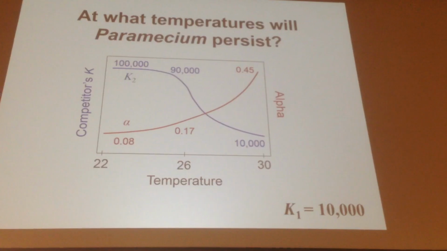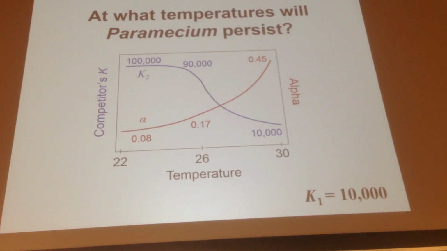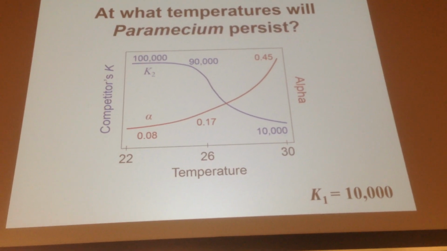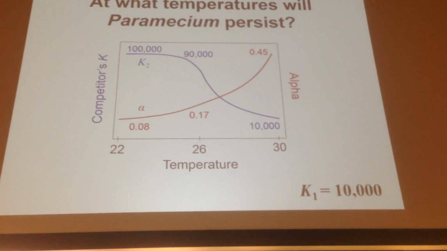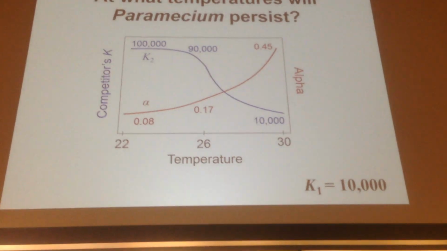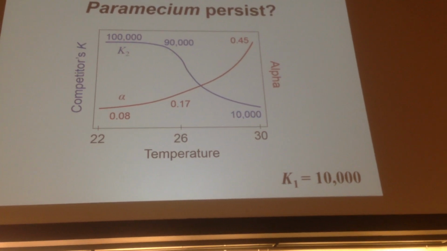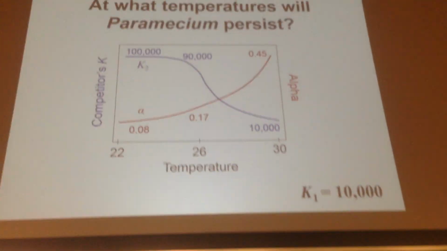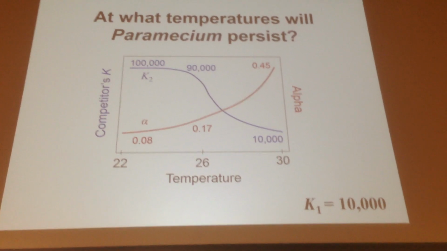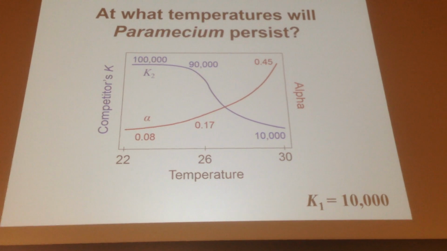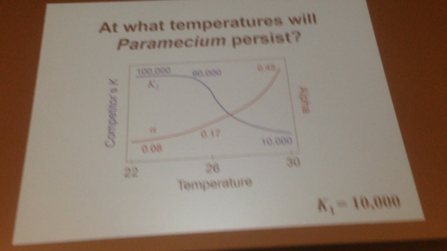I think paramecium is not a competitor. And so the competitor decreases as temperature increases. Paramecium might divide the same. K1 is at 10,000.